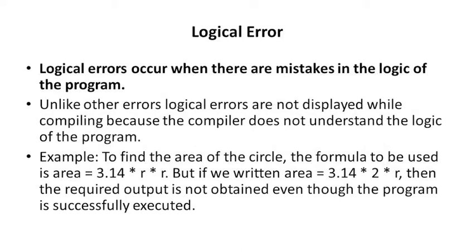Logical error. A logical error occurs when there are mistakes in the logic of the program. Unlike other errors, logical errors are not displayed while compiling because the compiler does not understand the logic of the program. For example, find the area of the circle. The formula to be used is area equals pi r square, that is 3.14 into r into r. But if we write area equals 3.14 into 2 into r, then the required output is not obtained even though the program is successfully executed. That is why it leads to a logical error.